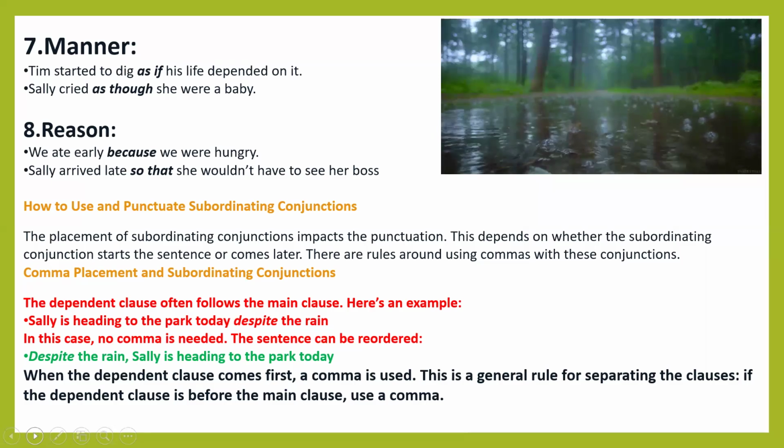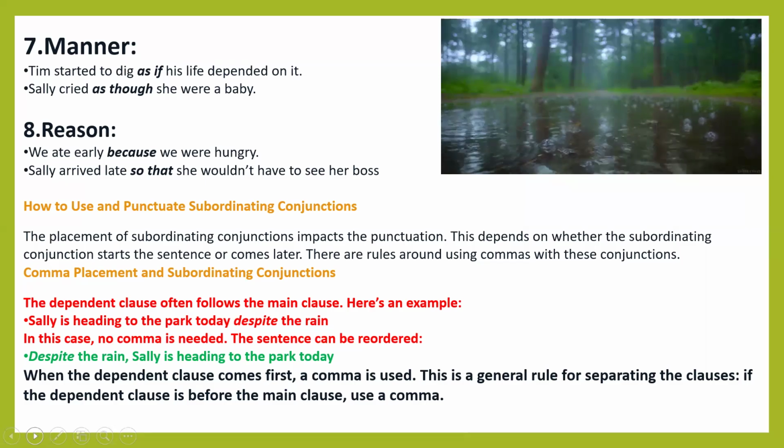How to use and punctuate subordinative conjunctions: the placement of a subordinative conjunction impacts the punctuation. It depends on whether the subordinative conjunction starts the sentence or comes later. It totally depends on this when to use the comma. These are the rules around using a comma with this conjunction: comma placement in subordinative conjunctions.